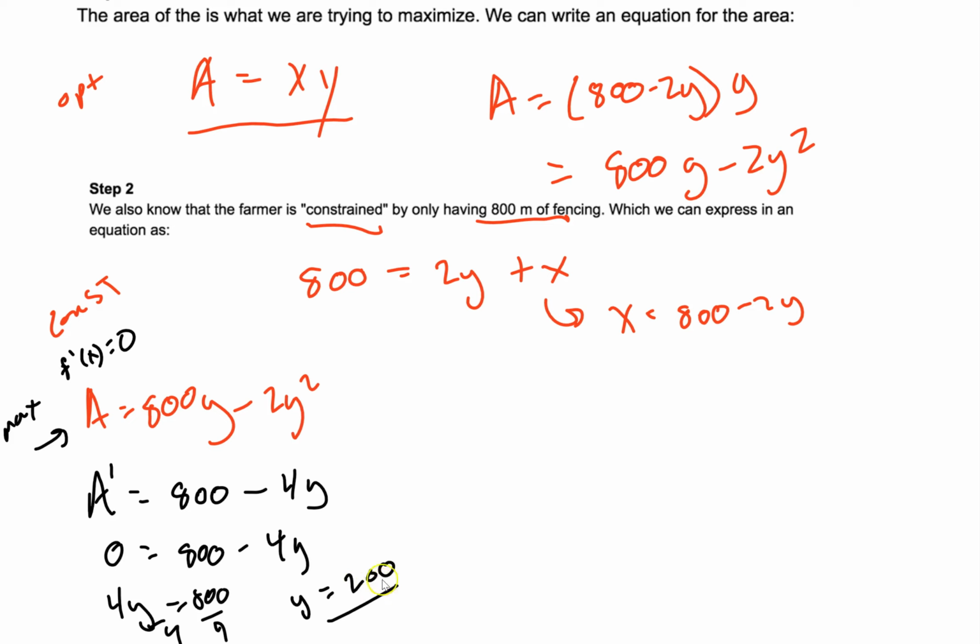So y equals 200. Now, here's the thing. You can't just go, I'm done. You gotta make sure that's the maximum. You gotta show it's the maximum. A lot of times they're gonna ask you, prove it's the max. So how do you know 200 is the max?